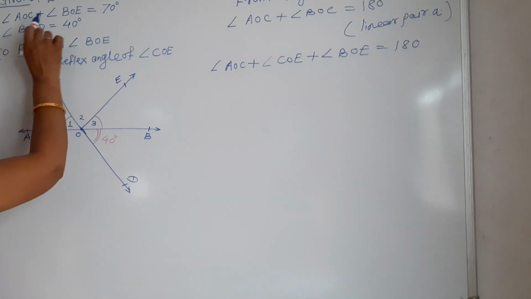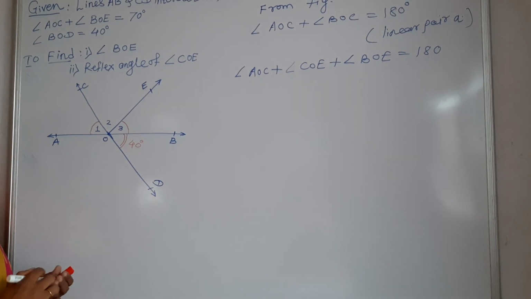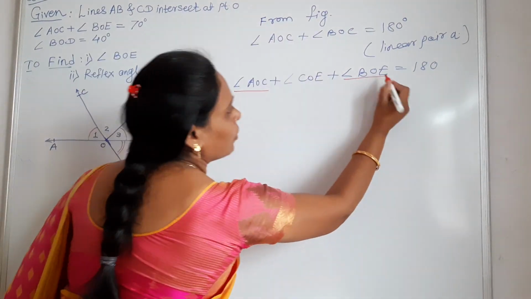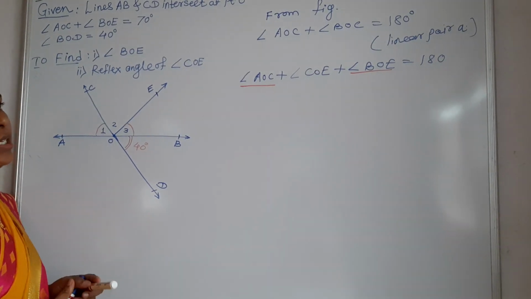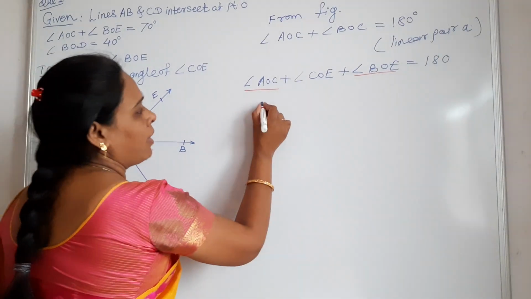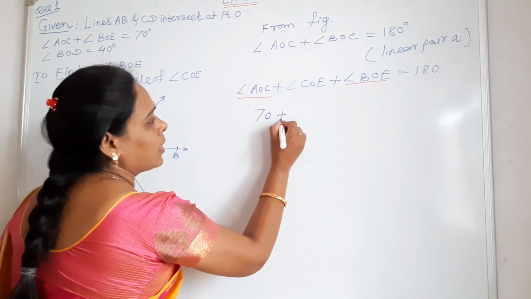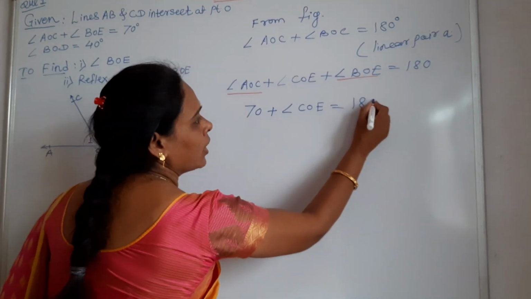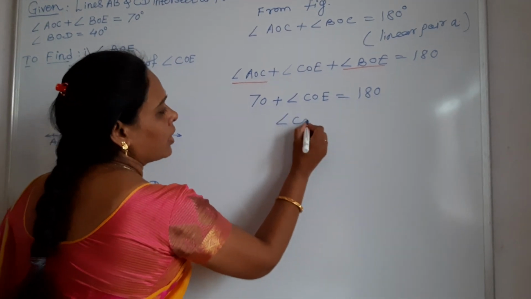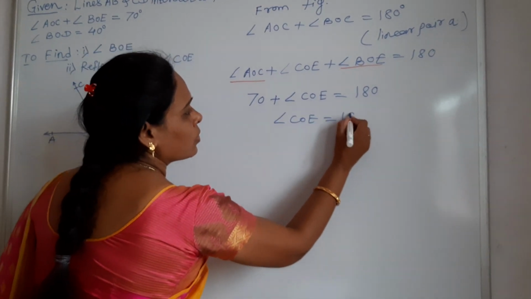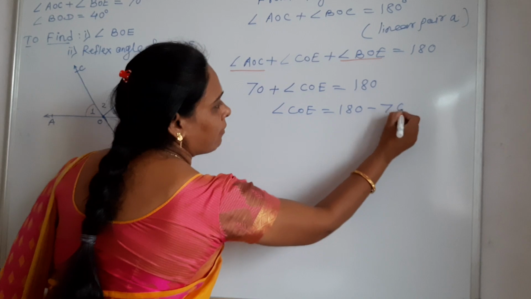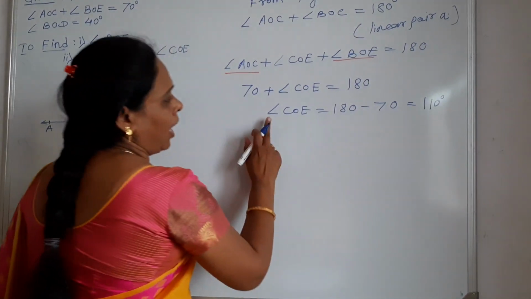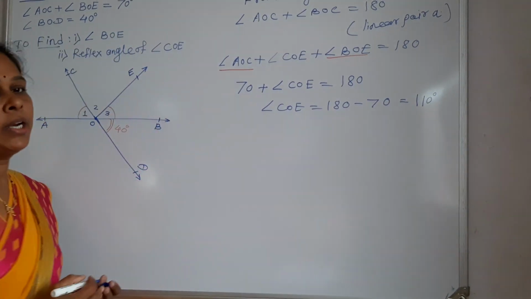Now here AOC plus BOE, these two angles are given, means the sum of these two angles is 70. Substitute that value: 70 plus angle COE is equal to 180 degrees, and that's why you will get COE is equal to 180 minus 70, which is equal to 110 degrees. Angle COE is equal to 110.